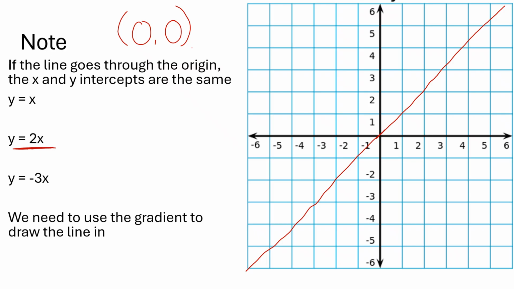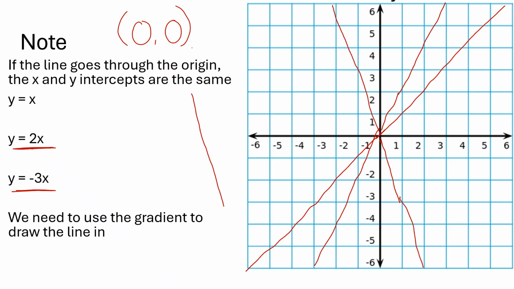So y equals 2x, it will go up 2 squares for every one it goes across. y equals negative 3x, it's going to be quite steep and it's going to be pointing downwards like this. So it would go down 3 squares for every one. So there, very wobbly line, sorry. There. What we're going to do next is we're going to look at how we find the gradient from a graph.